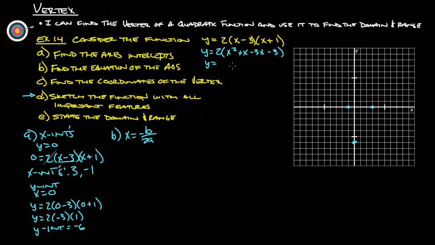So we get y equals 2x squared. I'm going to combine 2 steps here. X minus 3x is negative 2x times 2 is minus 4x. And then 2 times negative 3 is negative 6. So our axis of symmetry is going to be, here's our A and here's our B, right? So we get x equals negative 4 over 2 times 2. So this is negative 4 over 4. So our axis of symmetry is x equals negative 1.